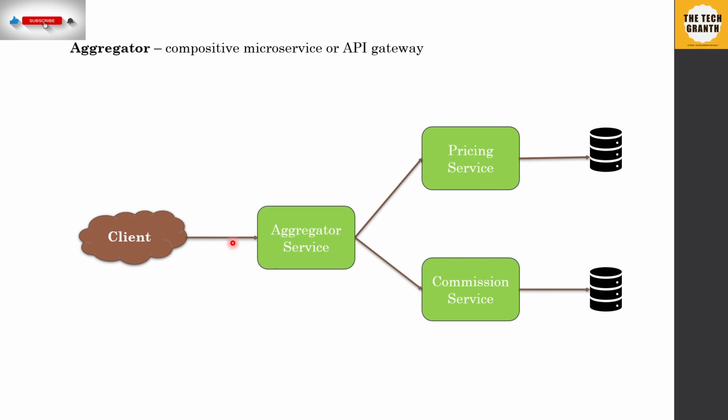So that is where this aggregator can come into the picture. It can be a microservice in itself which will make a call to the pricing service and the commission service, aggregate the price, and send it back to the client. Or you can also use an API gateway here.